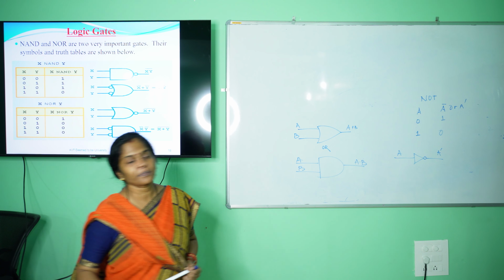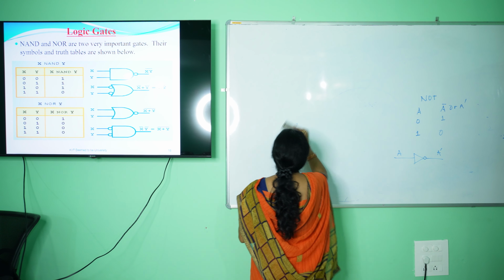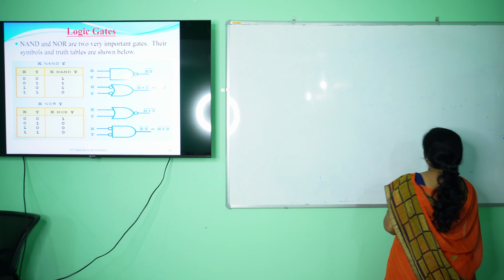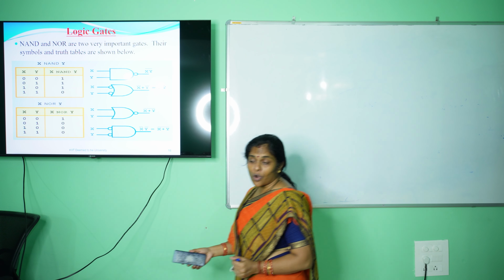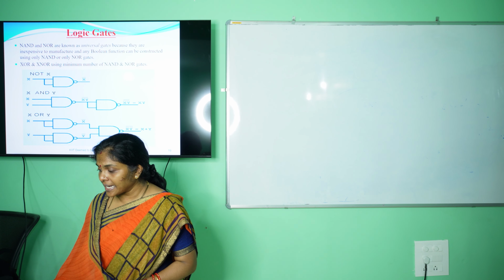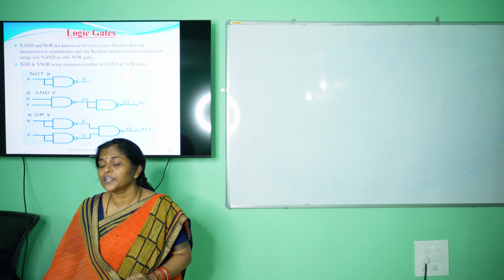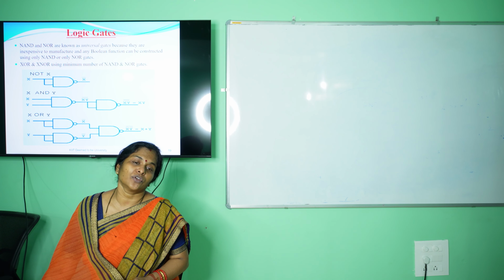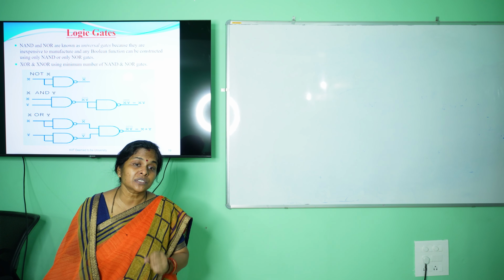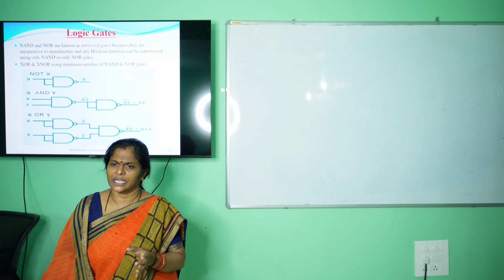Now comes the universal gates. Just now I said the universal gates are NAND and NOR. The question is, why are they called universal gates? They are called universal gates because Boolean functions can be constructed using NAND gates and NOR gates. That means from these two gates we can derive the other basic gates, that is AND gate, OR gate and NOT gate.